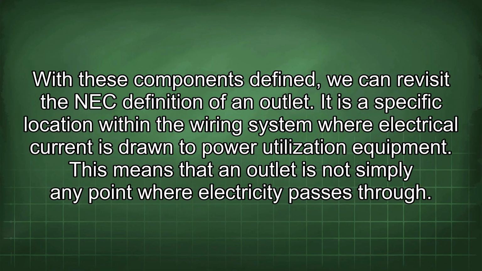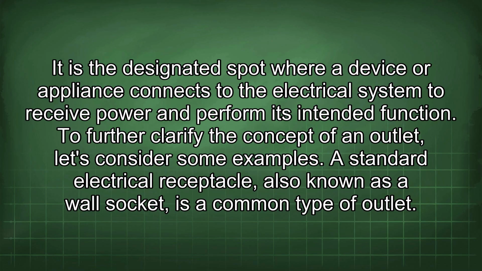With these components defined, we can revisit the NEC definition of an outlet. It is a specific location within the wiring system where electrical current is drawn to power utilization equipment. This means that an outlet is not simply any point where electricity passes through. It is the designated spot where a device or appliance connects to the electrical system to receive power and perform its intended function. To further clarify the concept of an outlet, let's consider some examples.